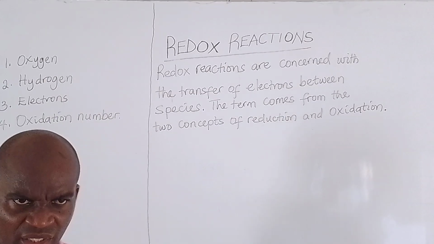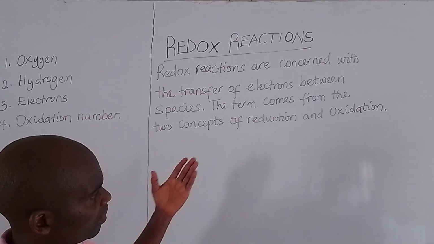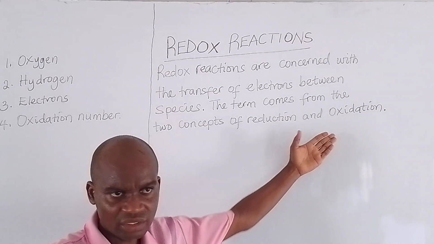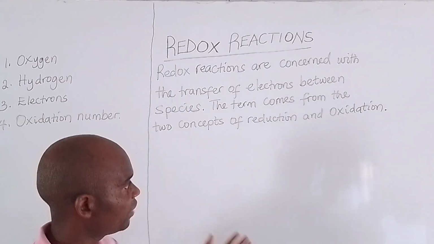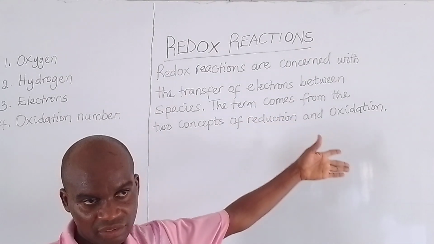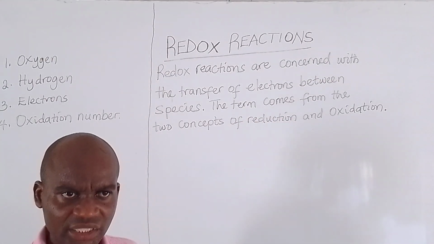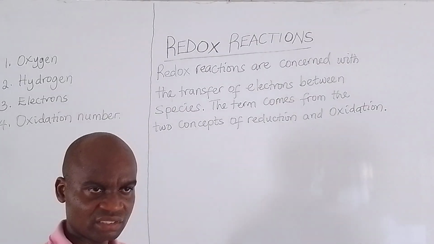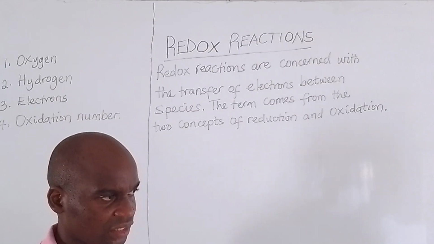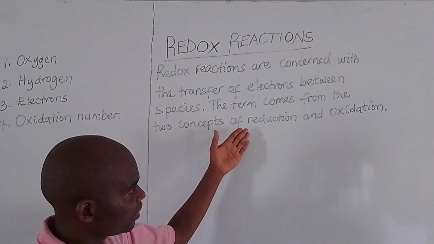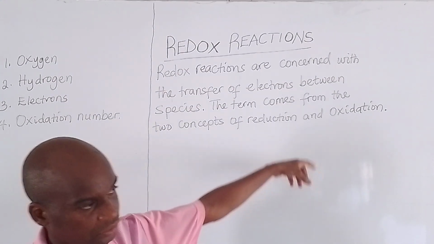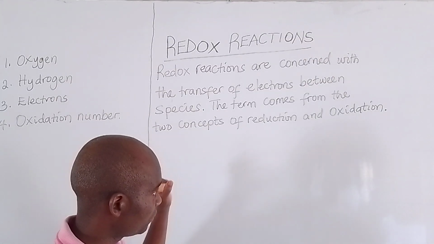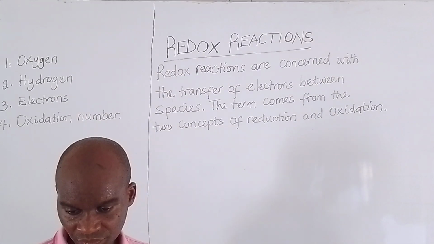What does this mean? This simply means that whenever oxidation takes place, there is reduction. And whenever reduction takes place, there is oxidation. So the two reactions occur simultaneously, meaning it's not possible for us to have reduction without oxidation or oxidation without reduction.